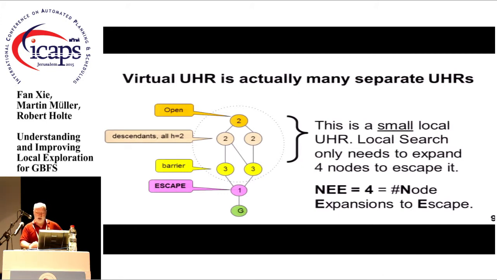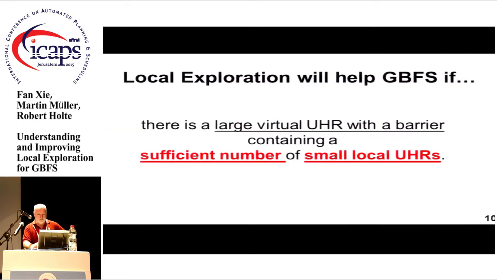So that's the key concept that we're now going to look at, that we're going to pin our explanations on. Local exploration will help GBFS if there's a large virtual UHR with a barrier, as I showed you in that one picture, and it contains a sufficient number of small local UHRs. These things are in red, so what do they mean?